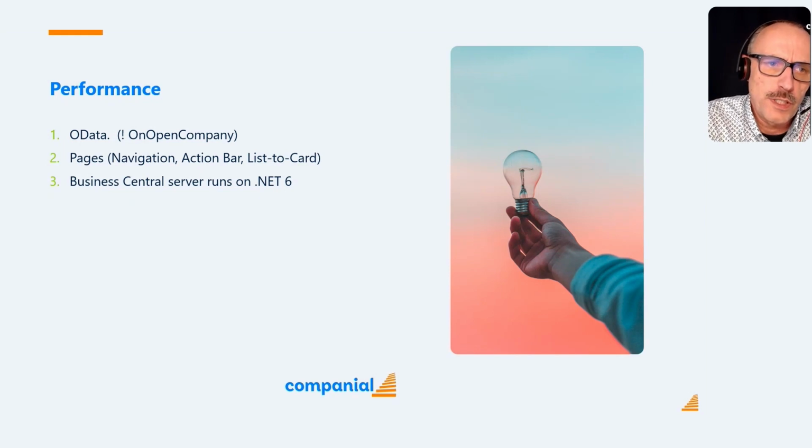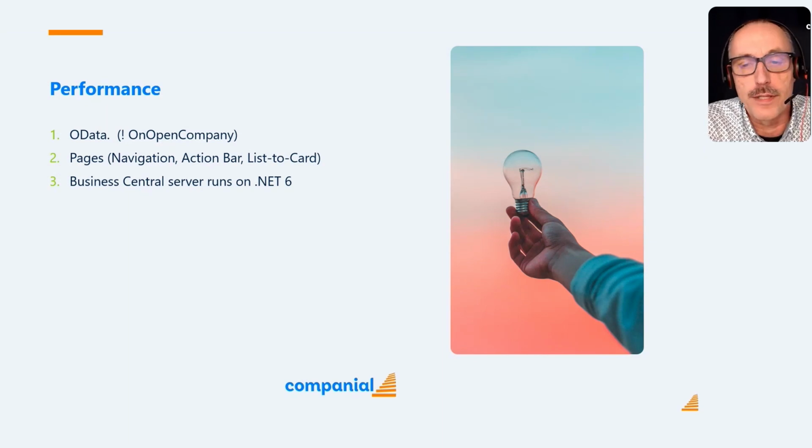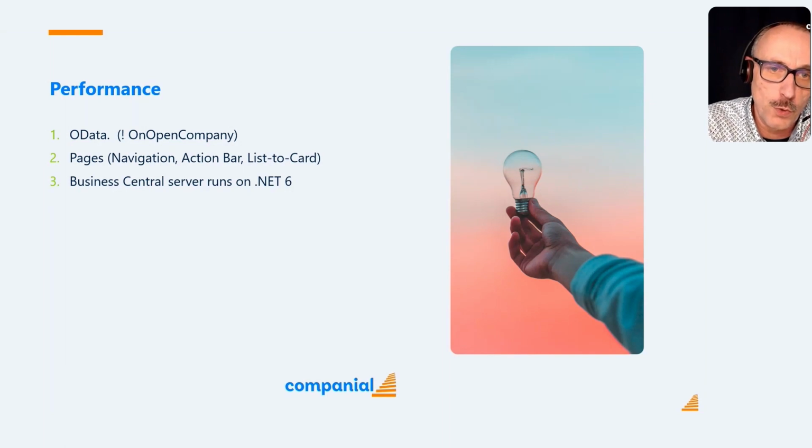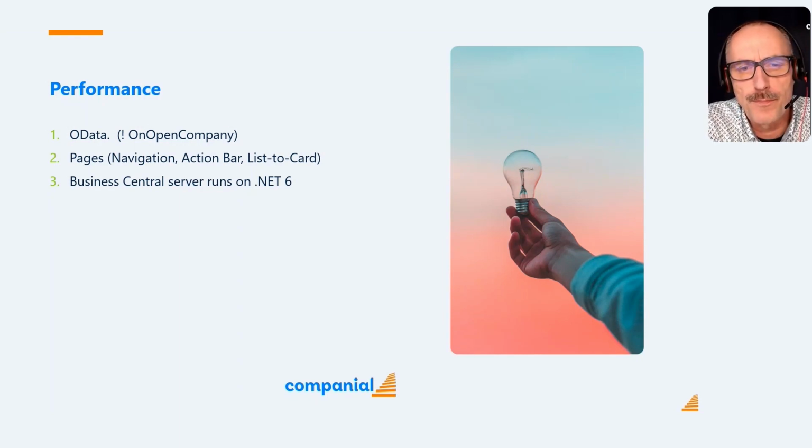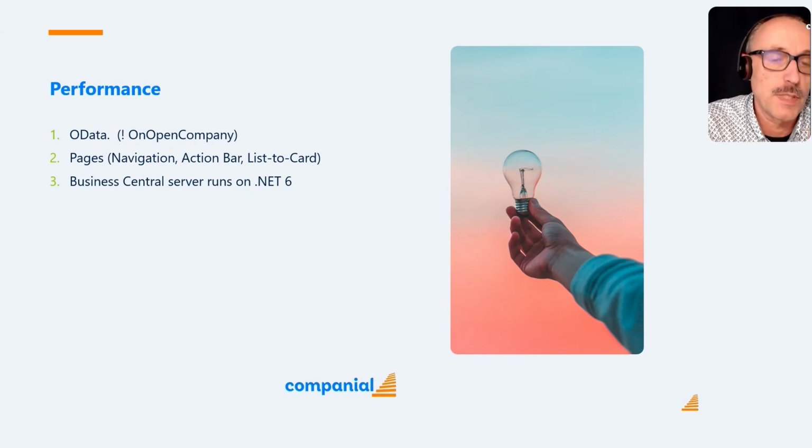There are also improvements in the load times of the navigation and the action bar of all pages. So pages should load faster, basically because the navigation and action bar are using more optimized code. And also, if you have a list page in your app, and from that list page you can drill down to a card, that performance is also improved. So you should open the card quicker. Then there's an item that you will see later on in this presentation again, and that is that the Business Central server is now running on .NET 6, which is a different version from the .NET Framework that we used before. And it can improve the performance of the server up to, let's say, 30% or something like that. So it should definitely mean that your app is running quicker.